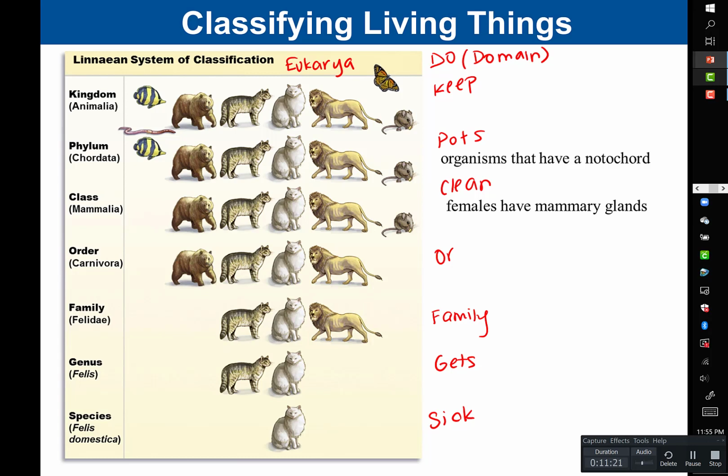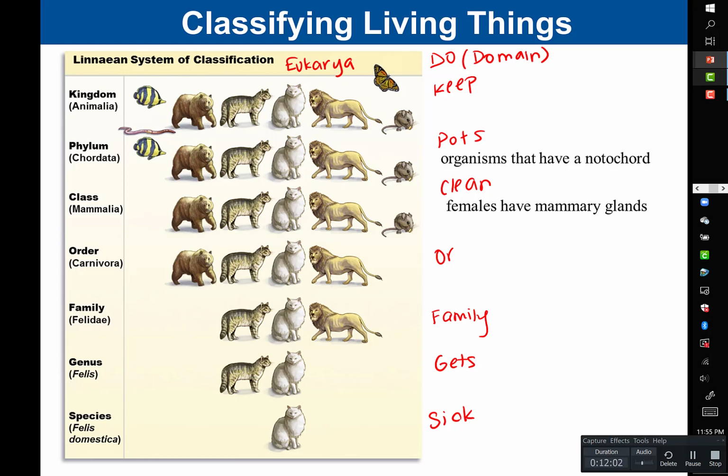Then we get to class. Class, Mammalia, mammals. These are grouped by the fact that females have mammary glands to feed their young, right? If you think of humans, we fall under the class Mammalia. We're mammals. We have mammary glands and we can feed our young with our breasts. So now the fish is out, okay, because the fish is not a mammal. The other thing about mammals, hair. So bear is still in, cats are still in, lion is still in, and the mouse is still in. So, but we've gotten more specific.